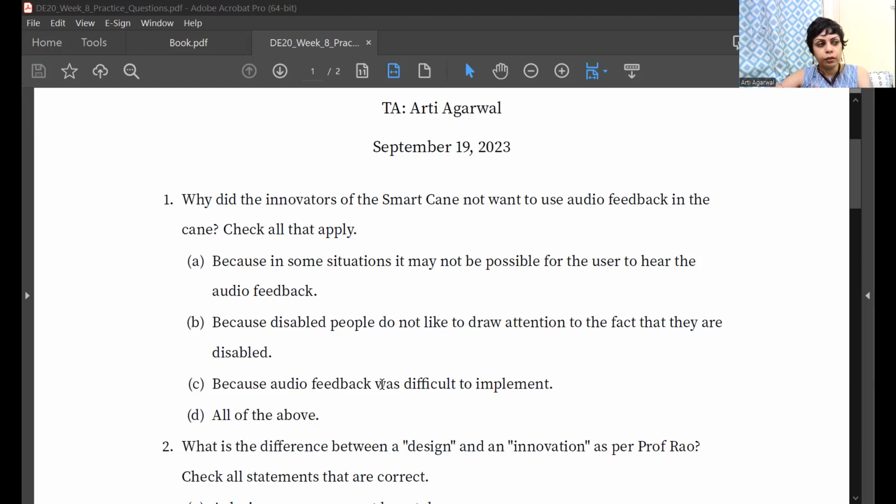Second is because disabled people do not like to draw attention to the fact that they're disabled. If you have ever even lived with a disability temporarily, you would know that it's very awkward, very embarrassing, sometimes even very insulting when people treat you as disabled. This is something which people who are not disabled very often fail to understand, that disabled people want to be treated as normal human beings.